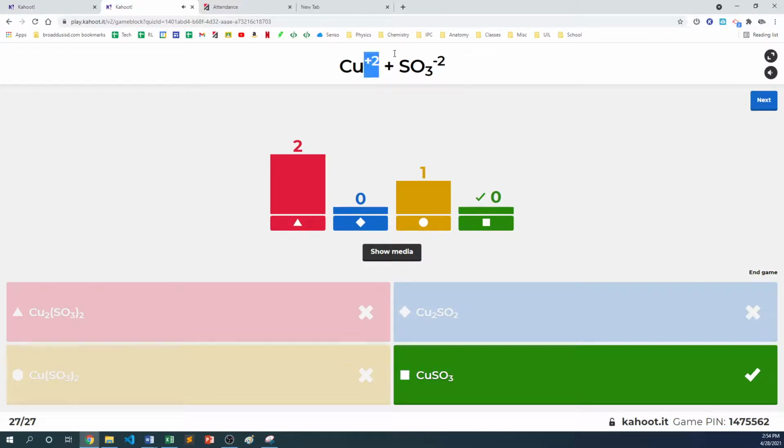So plus 2 and negative 2 cancel each other out. So you only need one copper for every one sulfate or sulfite. So copper sulfite is CuSO3.